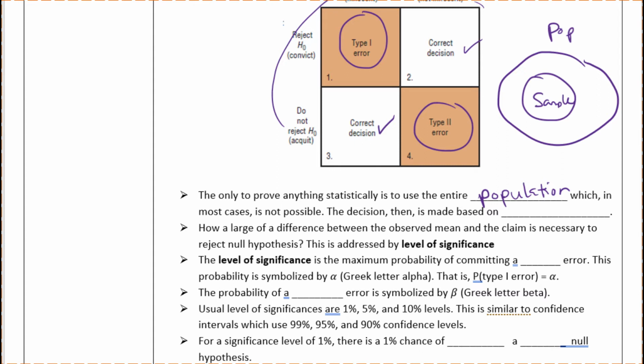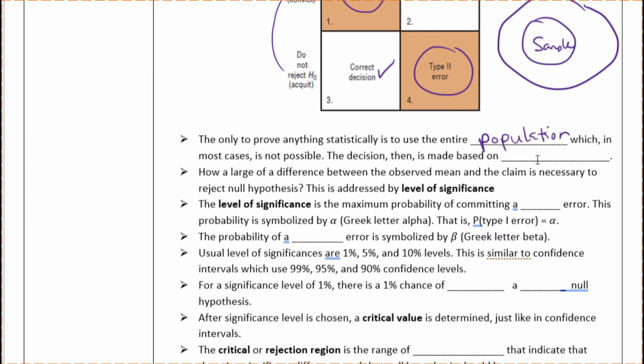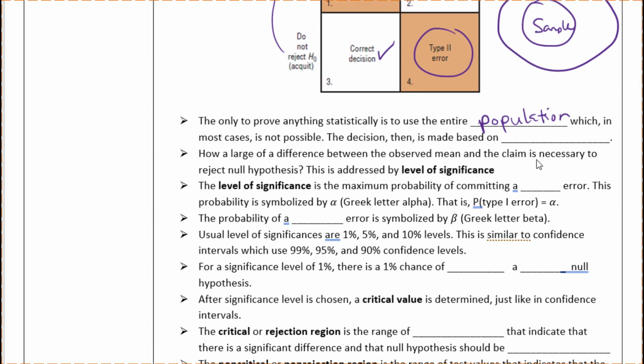So the probability that we make an error depends on how good our sample is, like if we're doing random sampling, but also it depends on our confidence level and stuff like that. We'll talk about that in a little bit. So there's always going to be an associated probability. Therefore, the decision is based on probability.